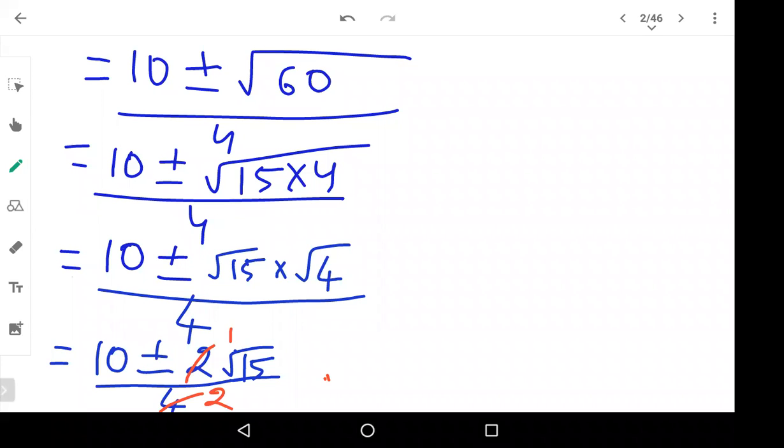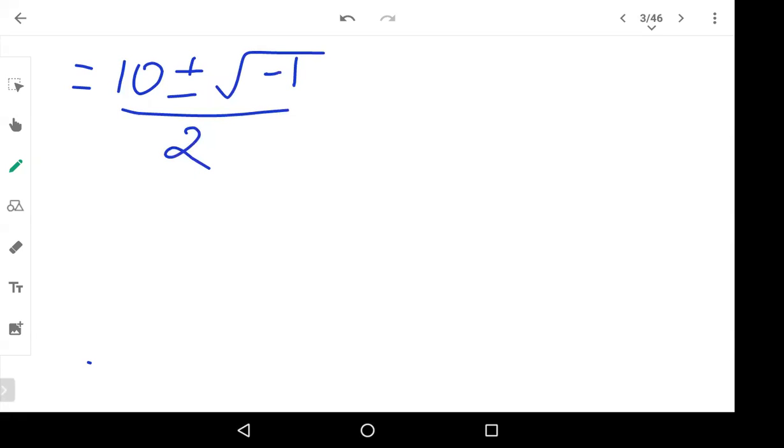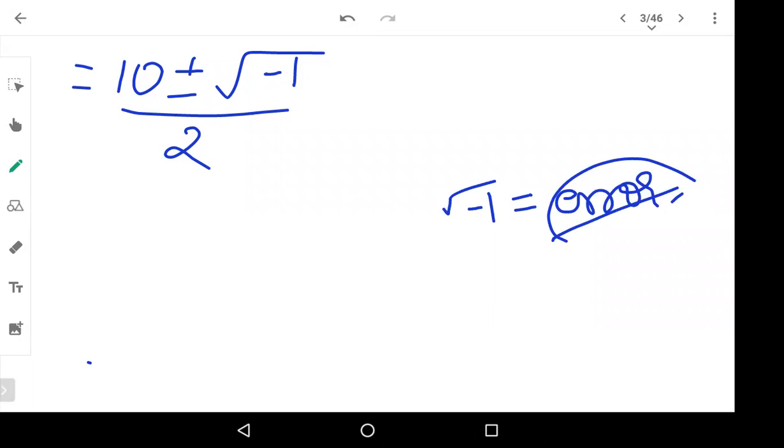Factors for 60. Okay, good. Here I've just taken out the two ones are and two twos are. Now what is remaining with us? We have 10 plus or minus square root of minus 1 by 2. Correct? Now, if you find square root of minus 1, you will get an error in the calculator.